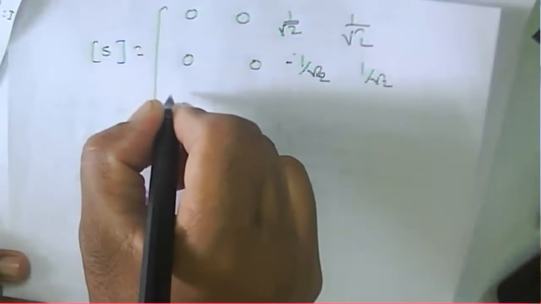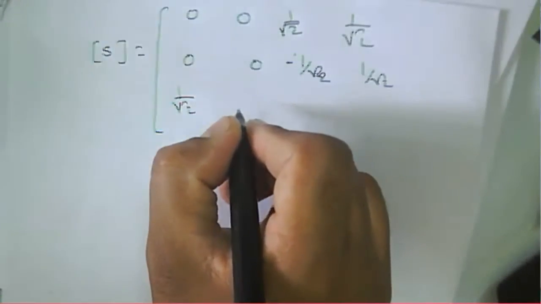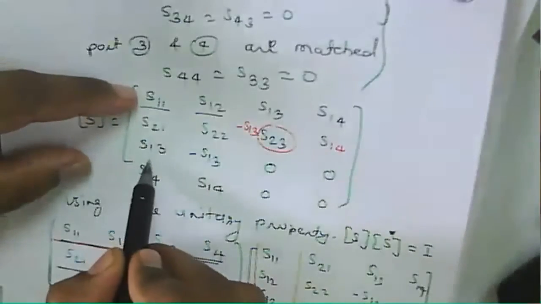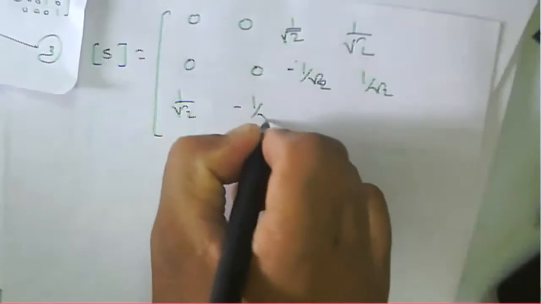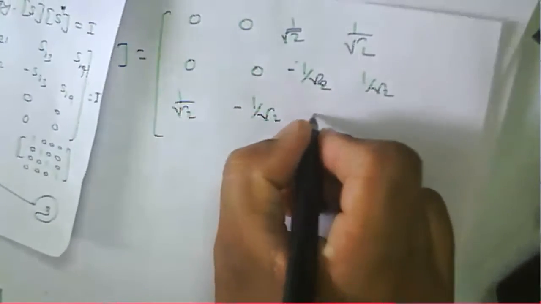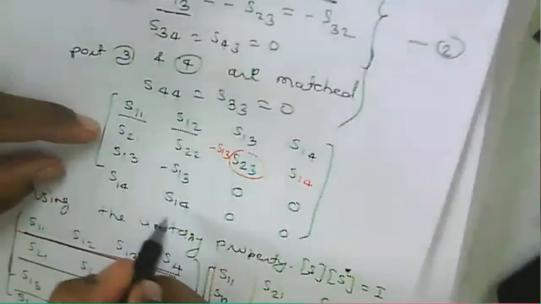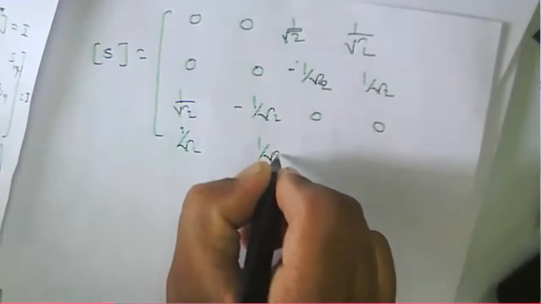This becomes S13, 1 by root 2. Yes, we are writing minus S13. This one, S13, is 1 by root 2, that's why it's minus 1 by root 2. These are the zeros. This becomes S14, 1 by root 2, 1 by root 2, 1 by root 2.